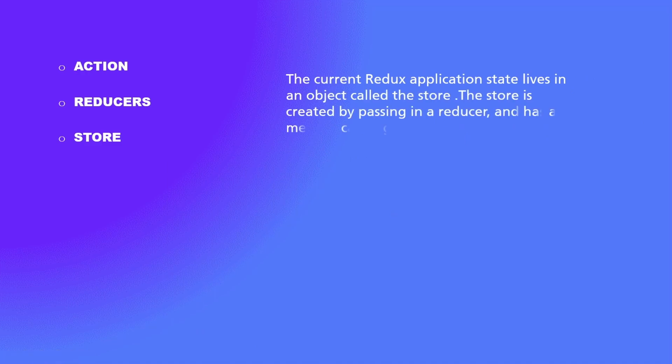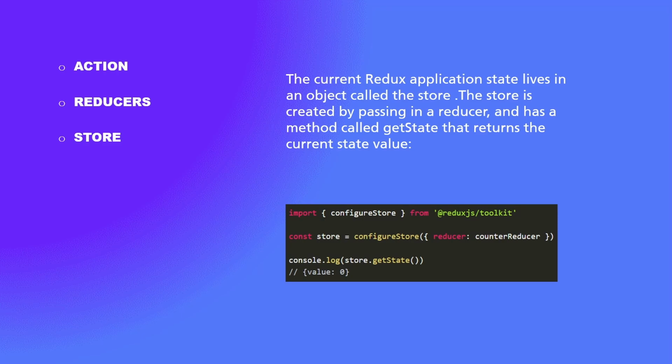Next, I'm going to explain about store. The Redux application state lives in an object called store. The store is created by passing in a reducer and has a method called getState that returns the current state value. Store is nothing but a global state. And if we want to get the value, we have to use the getState function. So we can see this deeply in upcoming videos with practical demonstration.